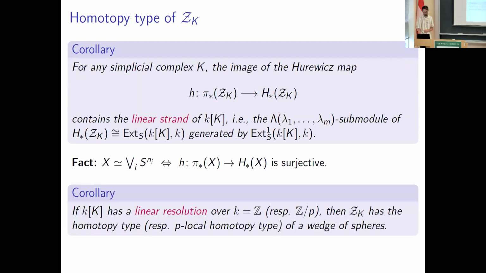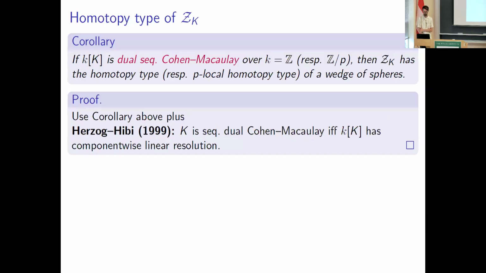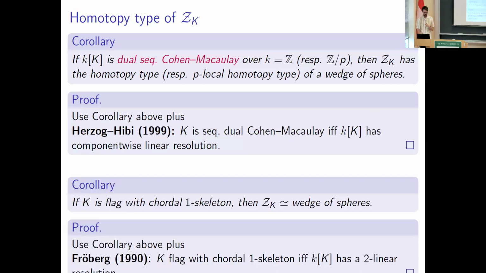So using that corollary back here, that the linear strand is in the image of the Hurevich map, together with this other bit of classical commutative algebra, you get this other result. So again, this could be phrased, if K is dual sequentially Cohen-Macaulay, or if it has a componentwise linear resolution. And then one other result I didn't mention on that previous slide, but a nice one that came up last week also, is if K is flagged with a chordal 1-skeleton, ZK is known to be a wedge of spheres. And you can also see that easily using this as well, because the classical result of Fröberg says that this is precisely the case when a quadratic monomial ideal has a linear resolution.